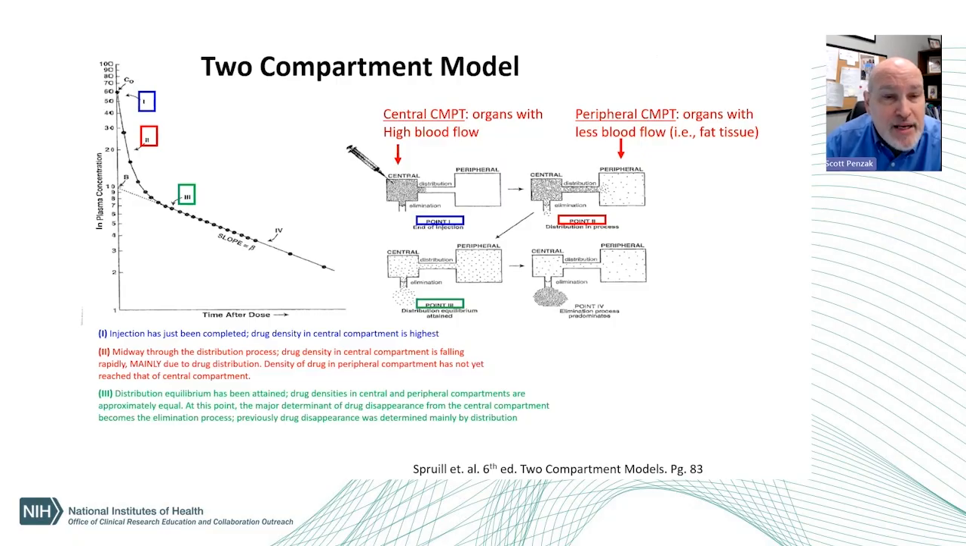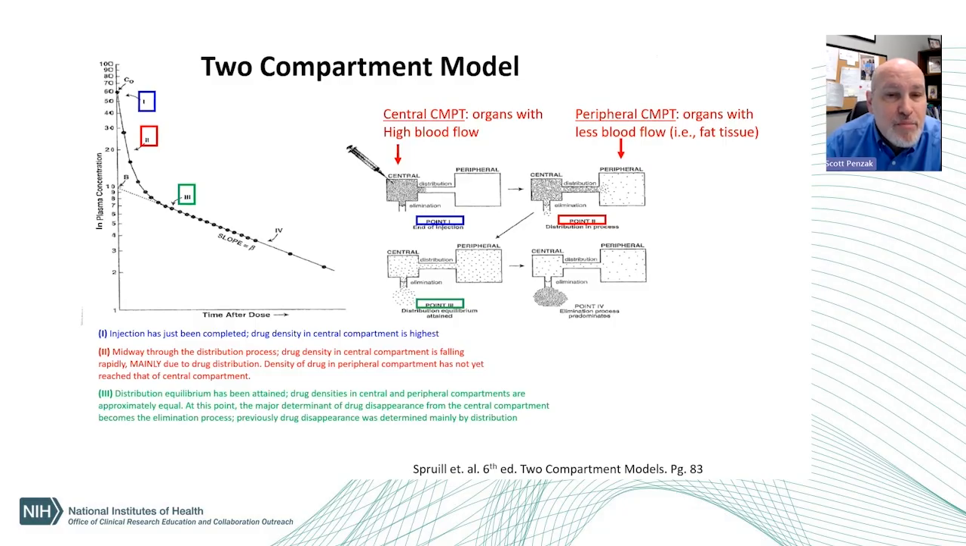So at this point now you have a turning point. The major determinant of drug disappearance from the central compartment, right, is no longer movement into the peripheral compartment. Now the main reason for disappearance of the drug from the central compartment becomes the elimination process. Previously, it was determined mainly by distribution.